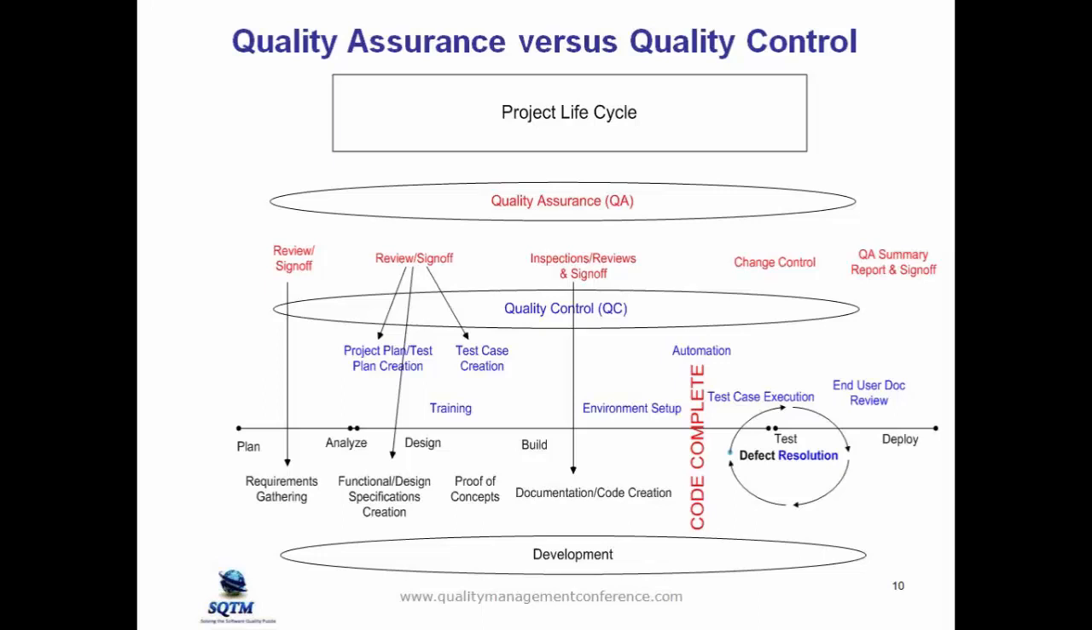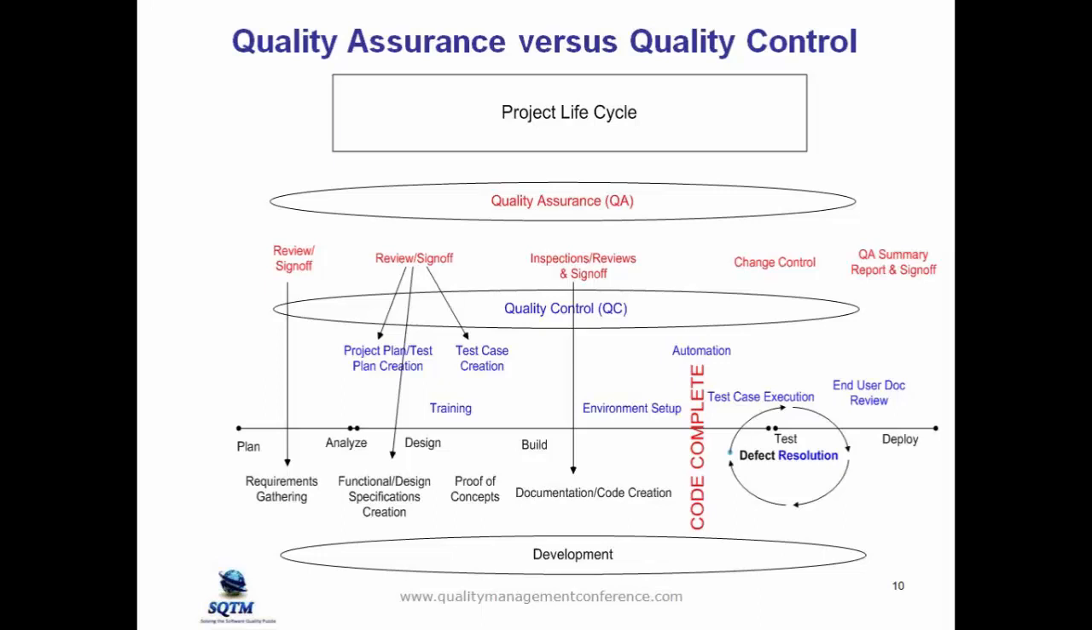As you go into your design, design specifications are being created from a development perspective. From a quality control perspective, the test team might be undergoing training on specific test tools or the technology that's going to be tested. Test cases are being created at that point. There's also a review sign-off from a QA perspective in terms of ensuring that all of the right stakeholders are reviewing those artifacts.